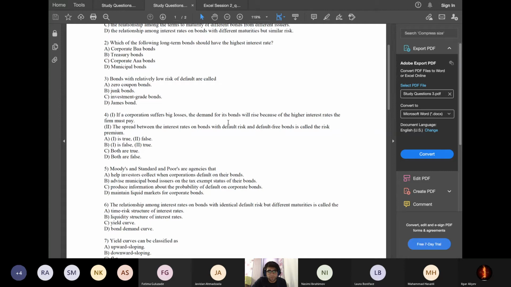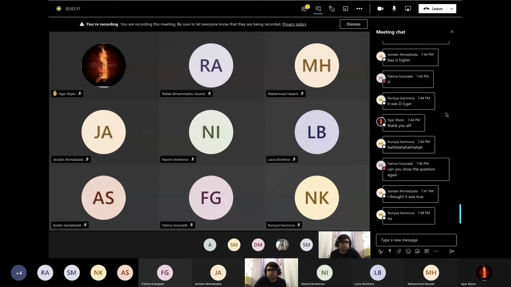First one is false. Second one is true because the spread is the difference between default-risk bonds and risk-free bonds, and that is the risk premium. Is it clear?